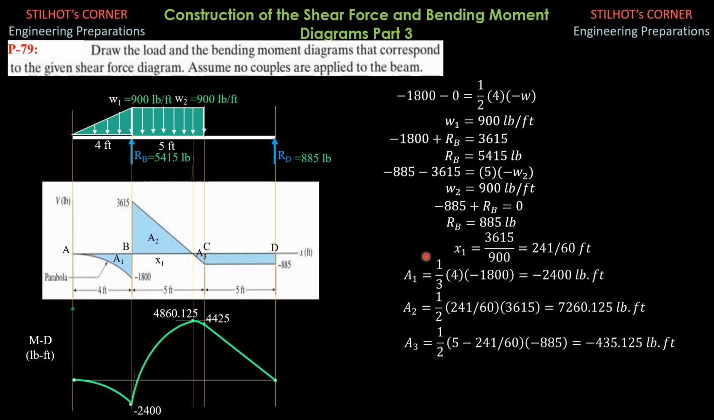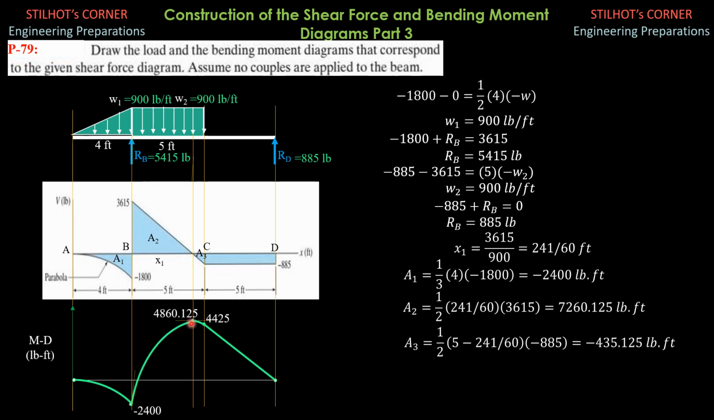So area 2 is equal to the area of this triangle, 1 half of x1, 1 half of 241 over 60 times 3615. So that is 7260.125. So negative 2400 plus 7260.125 is 4860.125. Joining these 2 points with initial slope here equal to 3615, that's almost a vertical tangent. Then the tangent here is horizontal because we have 0 shear. So connecting them with a second degree curve or parabola, it is this curve here.